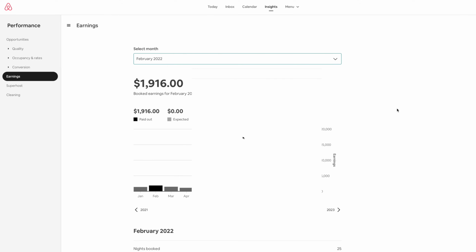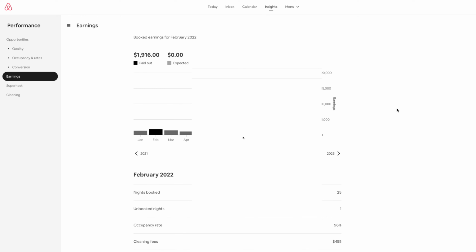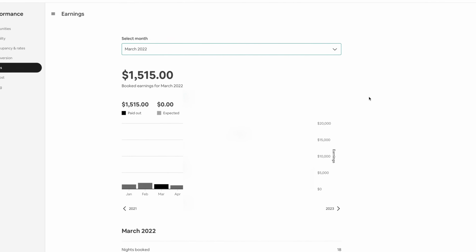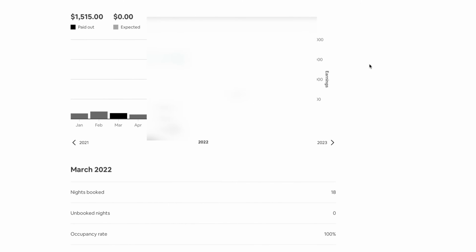February was our best month. We made $1,916, and our occupancy was 96%. It was insane though. Like it was intense. For March, we made $1,515. Oh right, it's technically 100% occupancy, but we did block off a bunch of nights just for personal reasons.